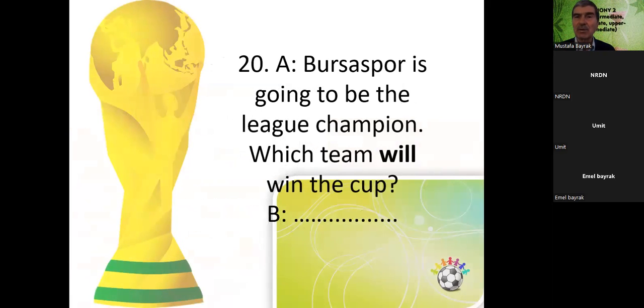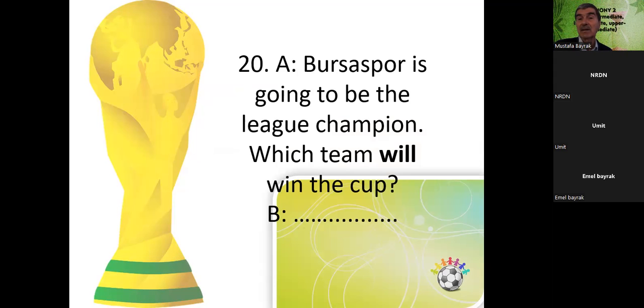20. Bursaspor is going to be the league champion. Yeah, who knows? What kind of message does it have if we say Bursaspor is going to be the league champion, or Bursaspor will be the league champion? Yeah, both are possible. Which team will win the cup? Galatasaray will win the cup, or Galatasaray is going to win the cup.